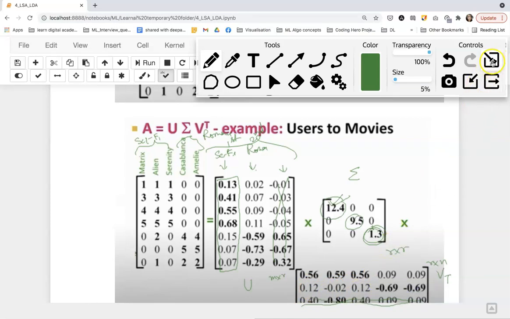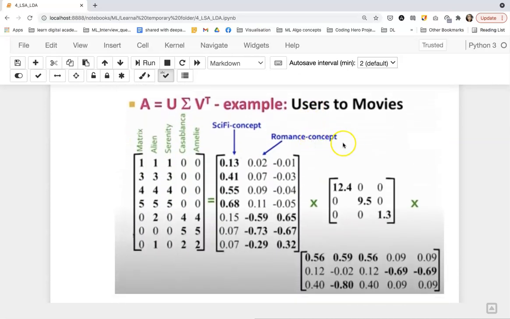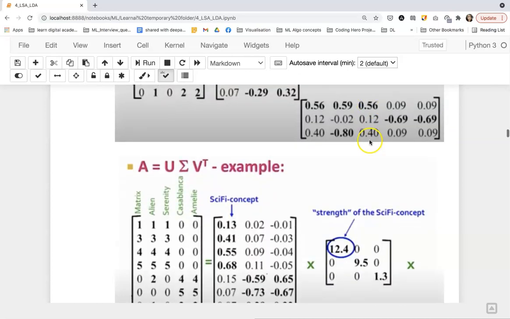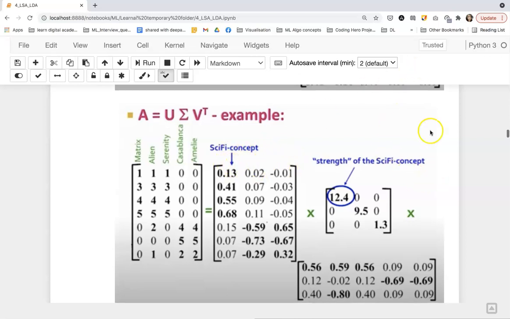Now let's move further. I already explained this above. The diagonal values in the singular matrix denote the strength of the concepts, and these columns denote the concepts.